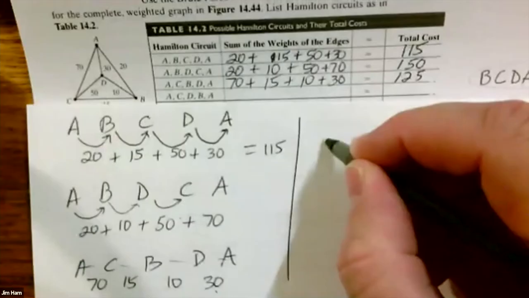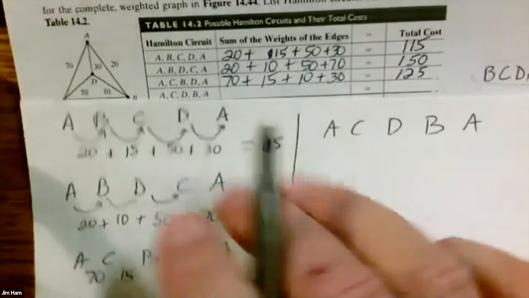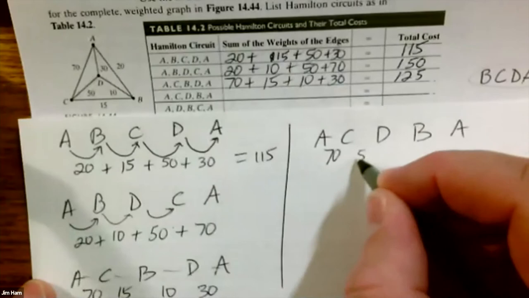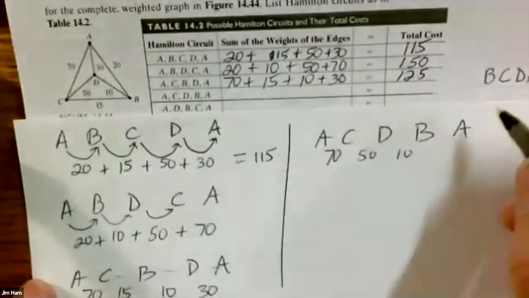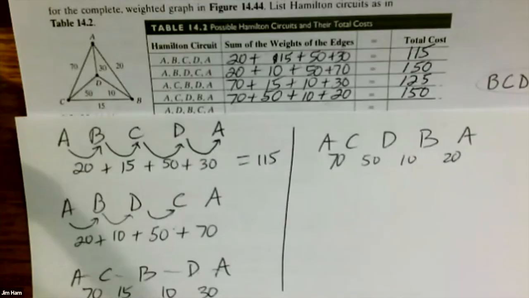The next one is A, C, D, B, A. From A to C, that's 70. From C to D, that's 50. From D to B, 10. And then from B back up to A is 20. 120, 130, 140, 150. It's very tedious. And so we'll only ask you to do this for graphs that have a small number of vertices.